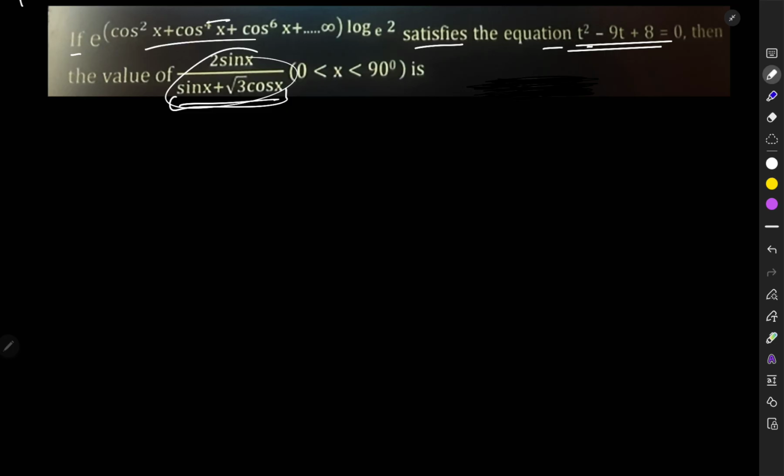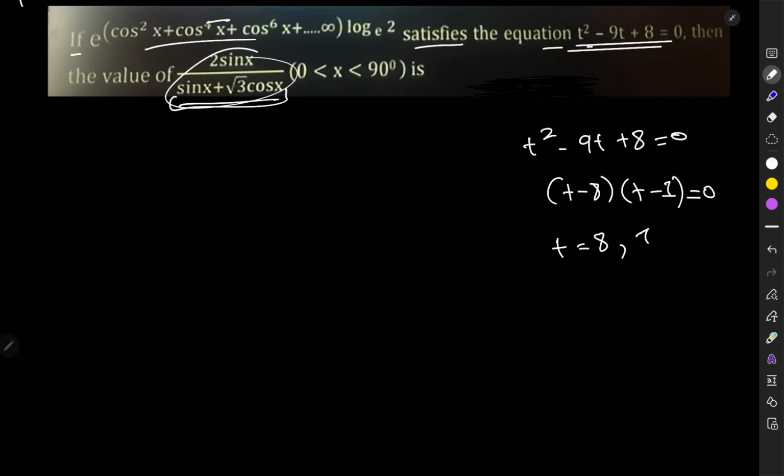So let's first simplify this equation and let's see what the roots are. If you do it by the splitting of middle term method, you will get t minus 8 times t minus 1 equal to 0, right? So t can be either 8 or 1. So we have got the first clue. Now let's try to simplify this equation.